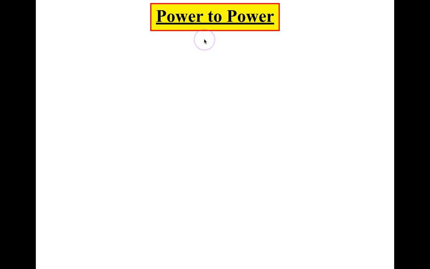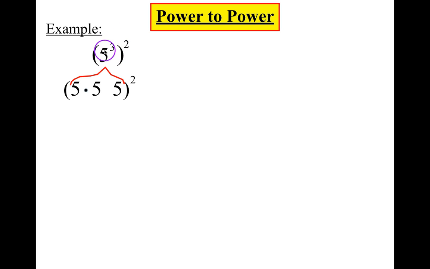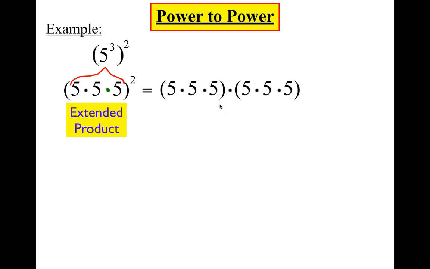Okay, so now let's move on to what we're going to be learning today that's brand new. It's going to be power to power. For example, here we already have 5 raised to the 3rd power, or 5 cubed. But guess what? It's being raised to another power. It's being squared, or aka raised to the 2nd power. So what do I do here? Well, there's 2 ways to think of it. One way is you can go ahead and expand this out to 5 cubed means 5 times 5 times 5. And since it's squared, I'm going to go ahead and repeat this 2 times, like so.